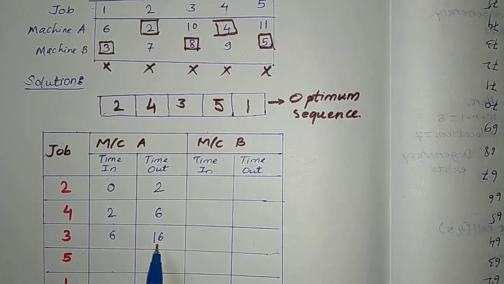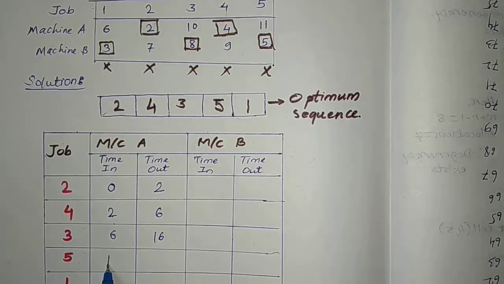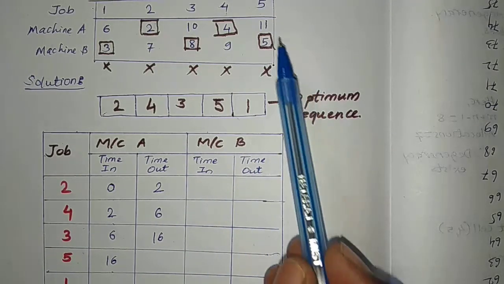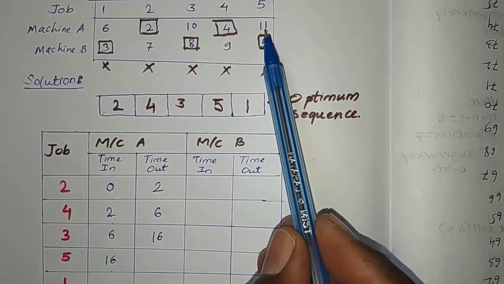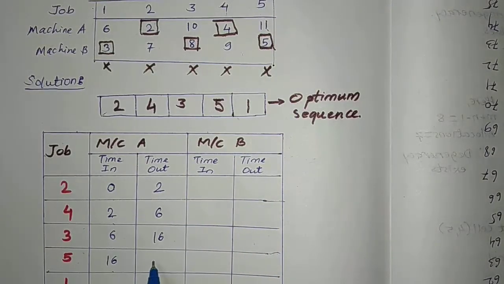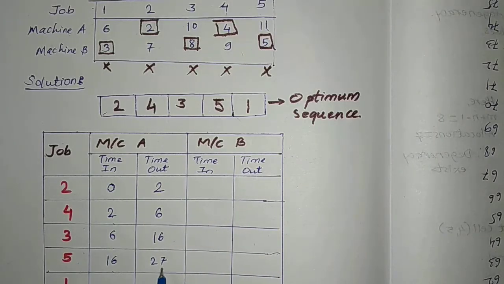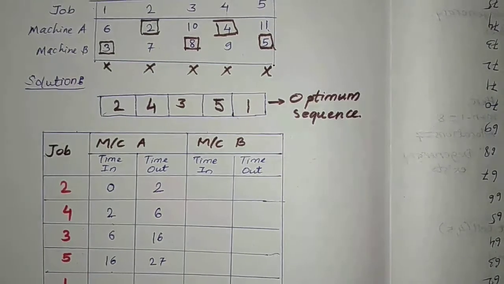Getting? Now this 16 is the in time for job number 5, and job number 5 takes how many hours on machine A? It takes 11 hours. So 16 plus 11, 27, right? 27 is the out time for job number 5 on machine A. Now this is the in time.